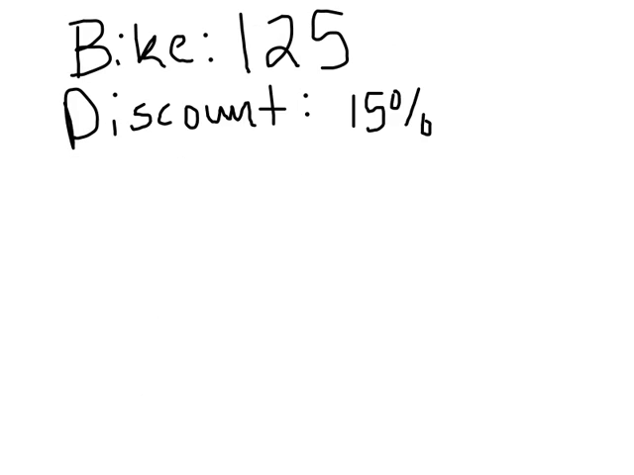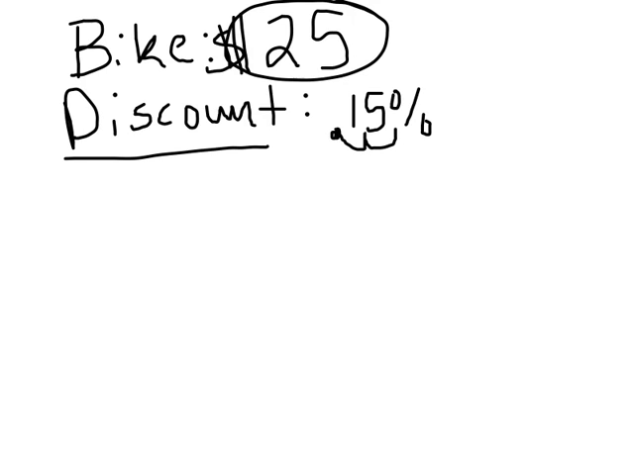Let's do another one. All right, let's say I had a bike that cost $125, but there was a discount of 15%. And again, discount means money taken away. So the first thing I need to do is figure out what 15% of 125 is. And the way I'm going to do that is turn 15% to a decimal, scoop, scoop, becomes 0.15, and I'm going to multiply it by 125.